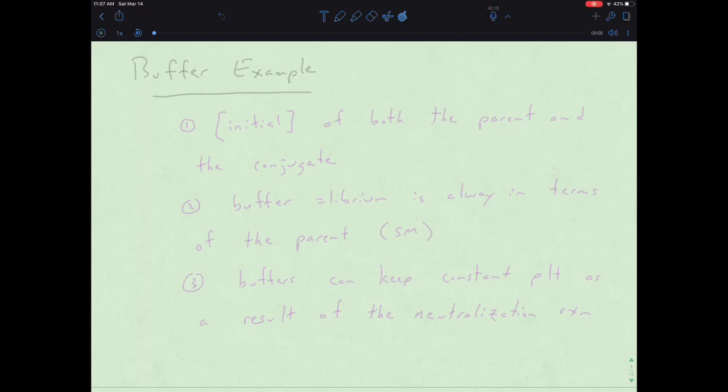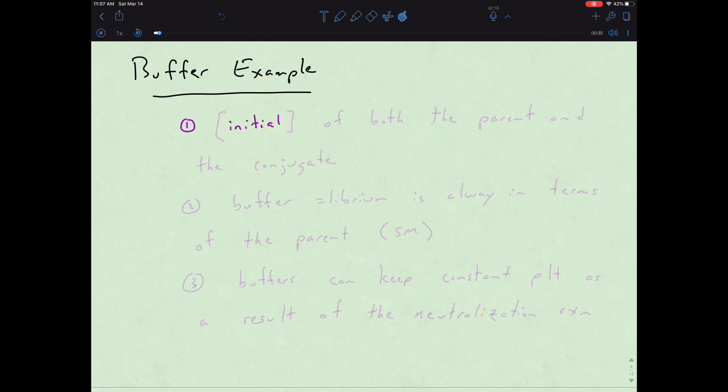Hello, General Chemistry gang. In this video, we are going to go through an example calculation involving a buffer. So that is the topic for this video, a buffer example. And remember, with buffers, we have a couple of things that we have to have.